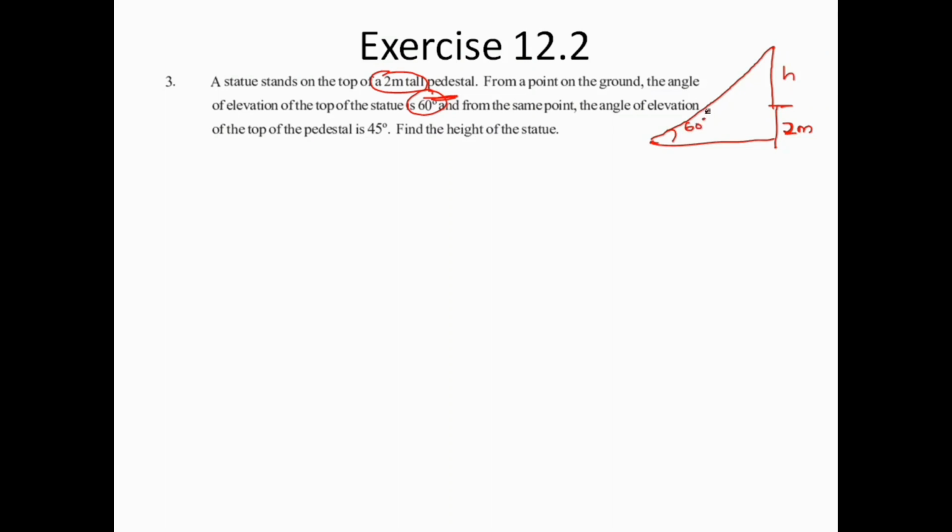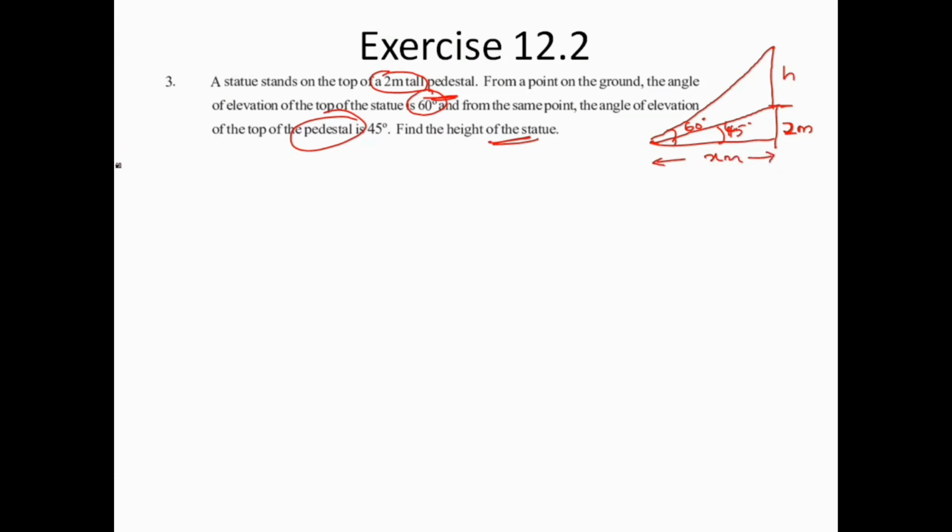Only 60 degrees. Okay. From the same point, the angle of elevation of the top of the pedestal is around 45 degrees. This is only 45 degrees. Hope this is also clear, right? Now he is asking us to find the height of this statue as usual. Let me write the information, and let this distance be x meters.